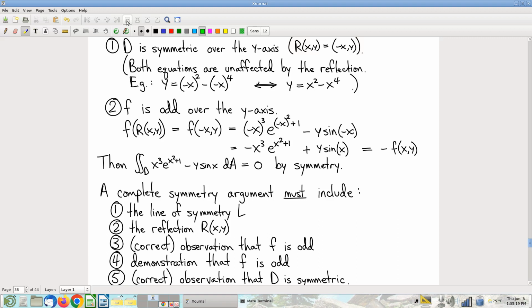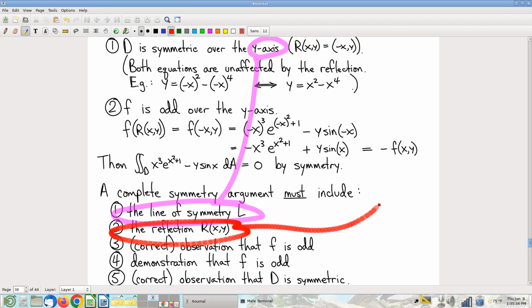So the reasoning, well, for one thing, you've got to tell me what the line of symmetry is. And notice that I've got that right here in my argument. That's the line of symmetry, is the y-axis. Notice I've got the formula for my reflection right there. Right? I need to know that the function is odd. You've got to explicitly state that the function is odd.